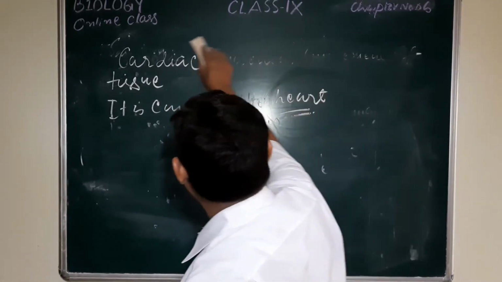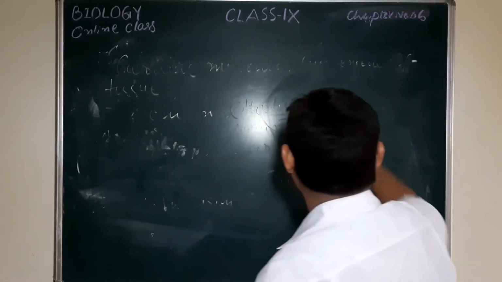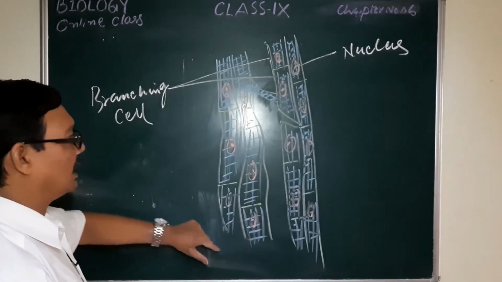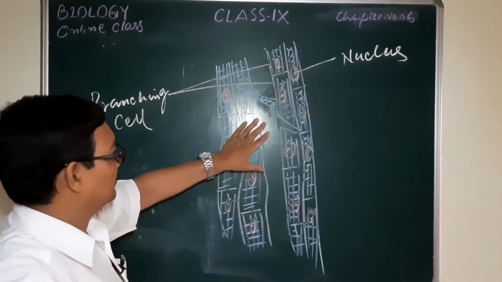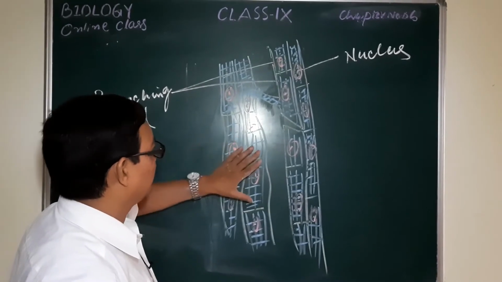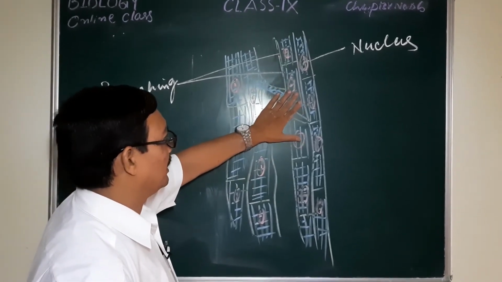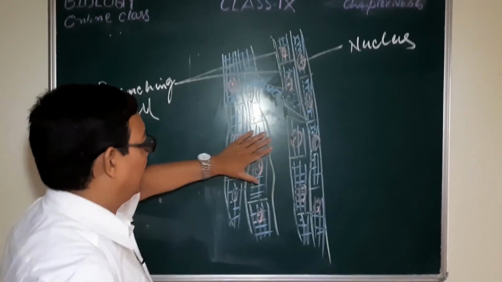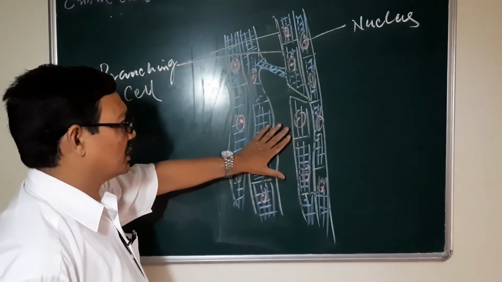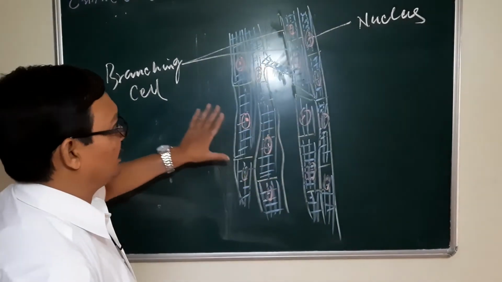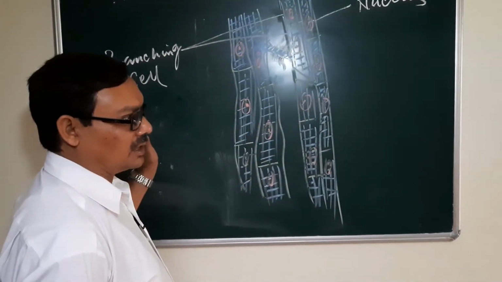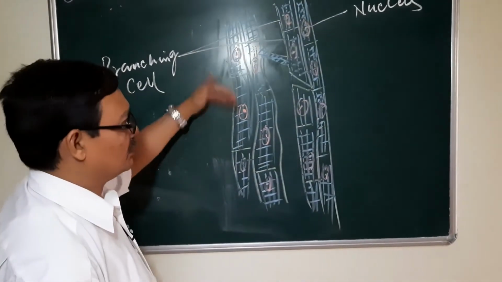You may see here the diagram and try to understand the structure. This is the diagram of cardiac muscle, where you may see the uninucleate cell and branching of the muscle fibers, and there are cross striations. All these things are important, and try to differentiate between the three different types of muscular tissue.